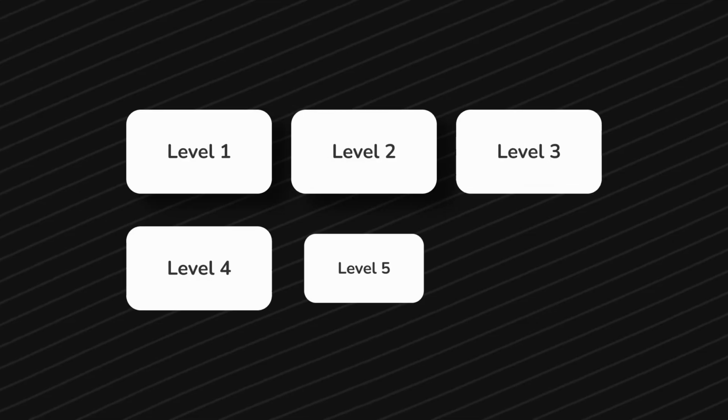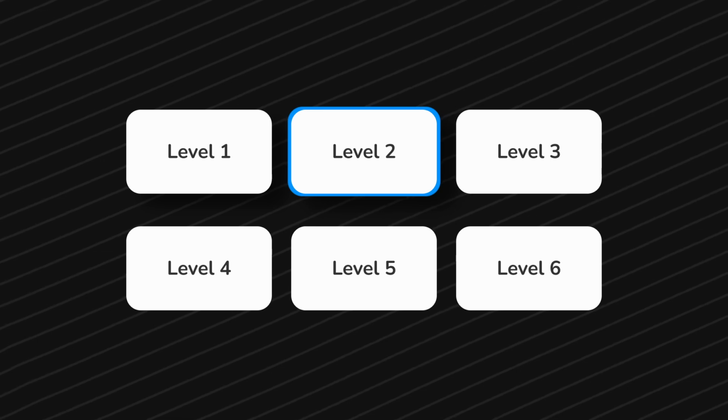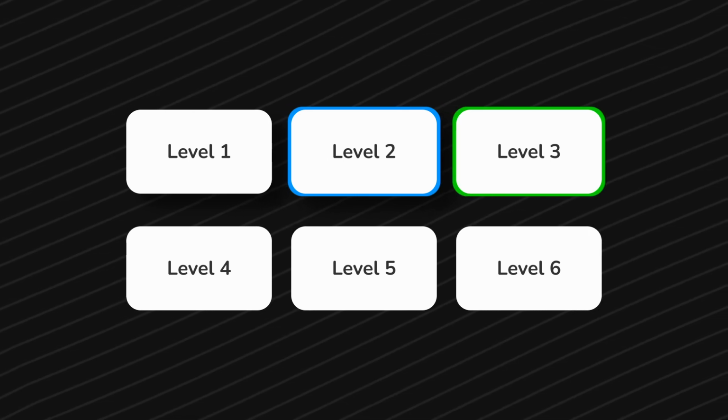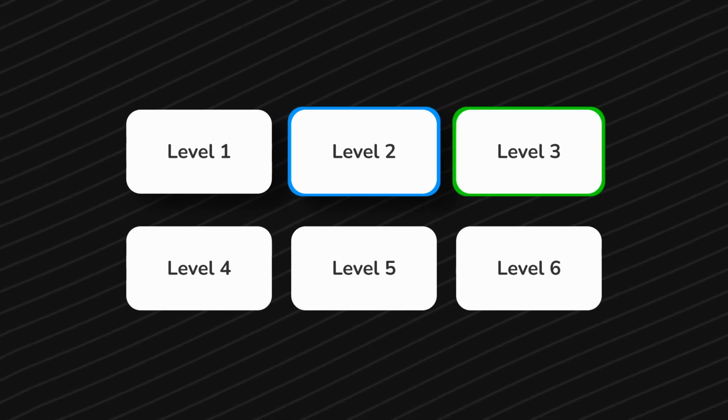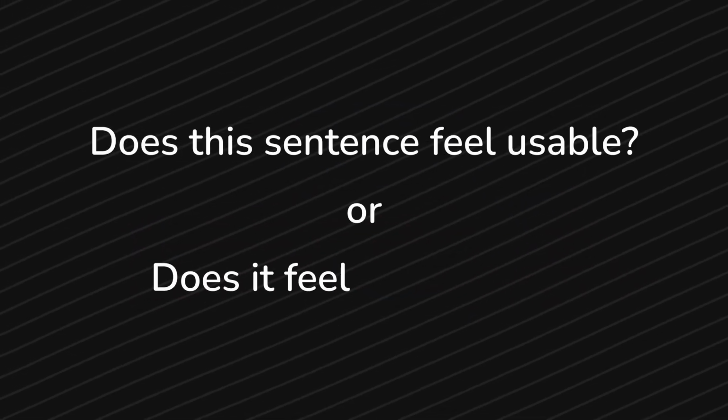That said, I don't think you should review every sentence you come across. Let's say there are 6 levels of difficulty. If you're a level 2, learning a level 3 sentence will be good for you. But if you're learning level 4, 5, and 6, it might be too hard. So ask yourself, does this sentence feel usable, or does it feel too difficult?